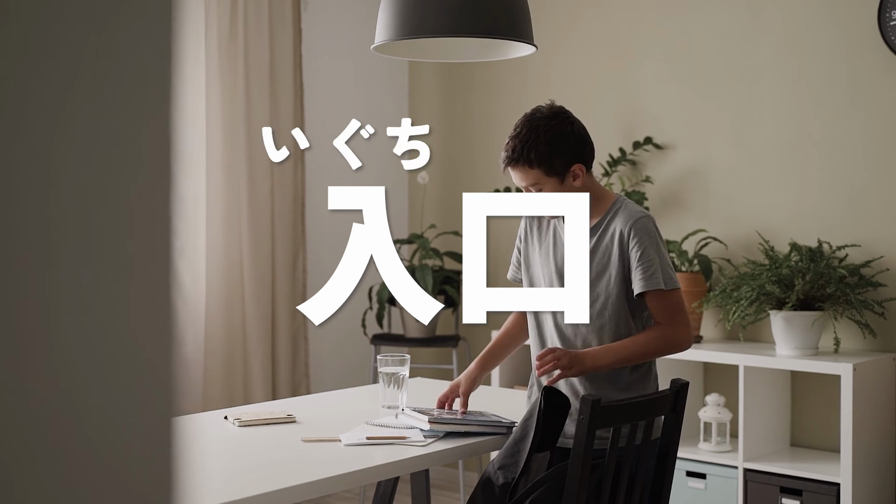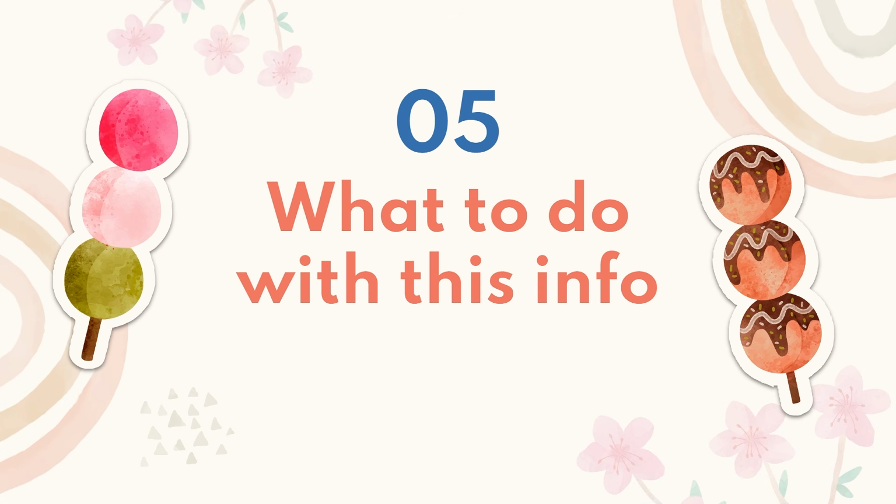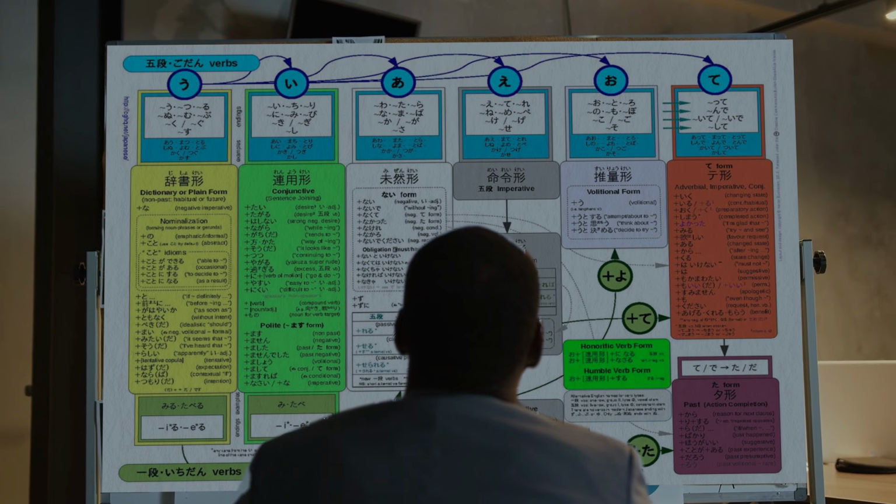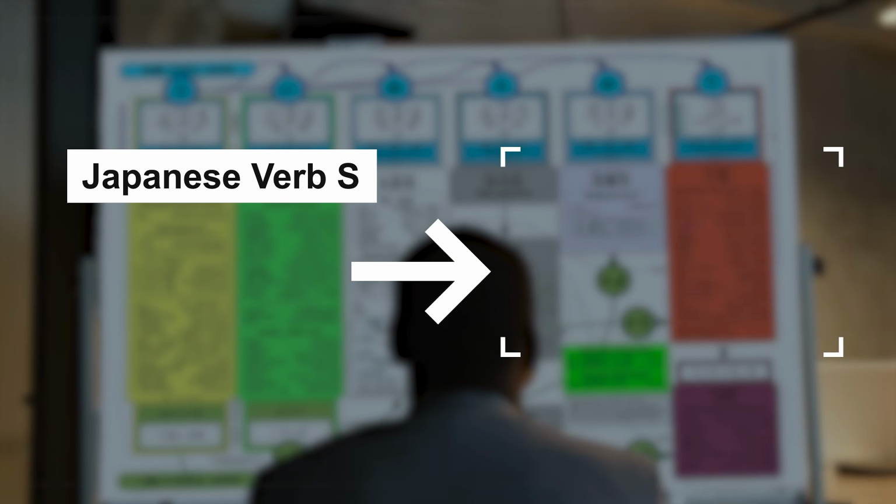it would be iguchi. Now that you know what Ichidan and Godan verbs are, you can move on to learning about what every single stem does and what you can attach to them.